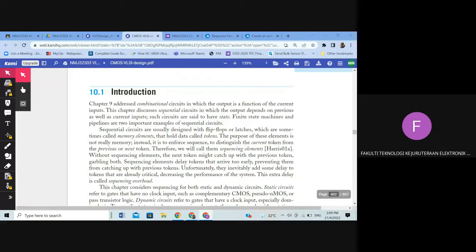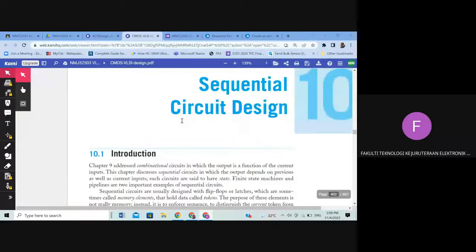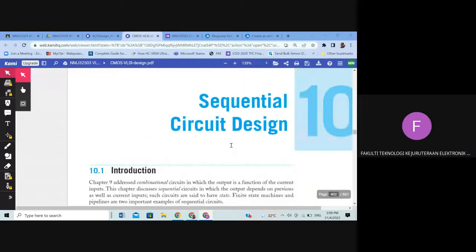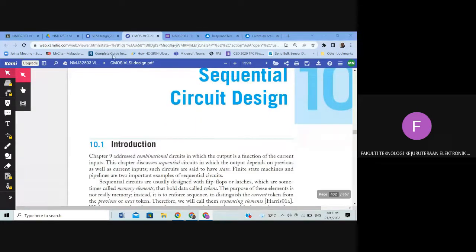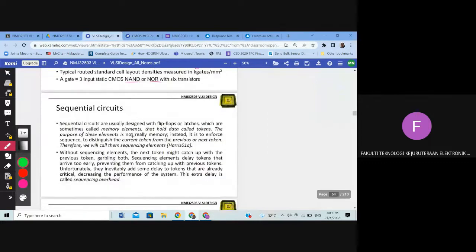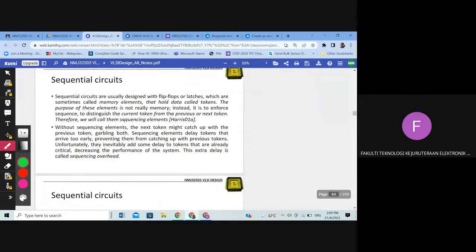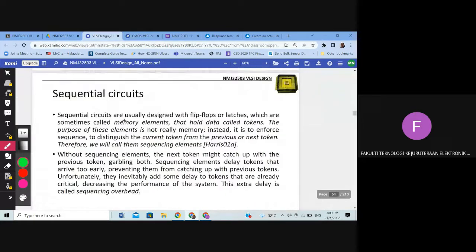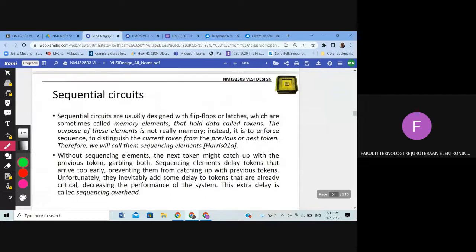Hi, everyone. We shall continue our lecture on sequential circuit design. If you go to your lecture note, this is actually your textbook, page 402. For the lecture note, I actually summarize all the important information from the textbook in your PowerPoint lecture note.